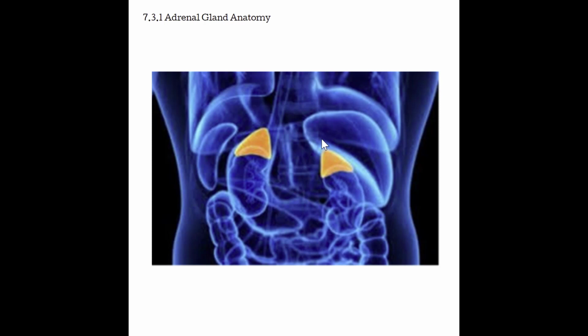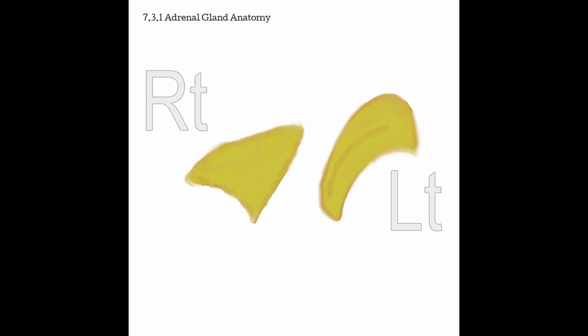They are superior, which means they sit on the kidneys like little hats. And then they lean a little bit more medial, so they are closer to the midline of the body. Adrenal glands are going to vary in shape and size. However, the right adrenal gland tends to take on more of a triangle appearance because of the way that it fits in between the liver and the right kidney.